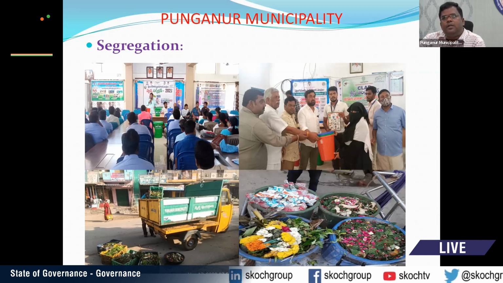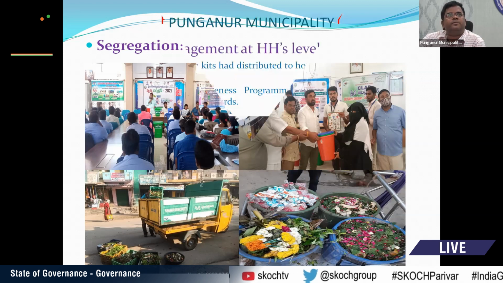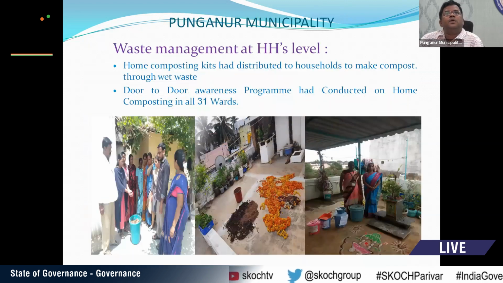So the main part of this exercise was to bring the attitudinal change, sir, because the number of people involved in this exercise is huge, and unless we go to every person, we cannot bring the large-scale mindset change that is required for successful solid waste management, sir. So door-to-door awareness programs are also conducted, sir.